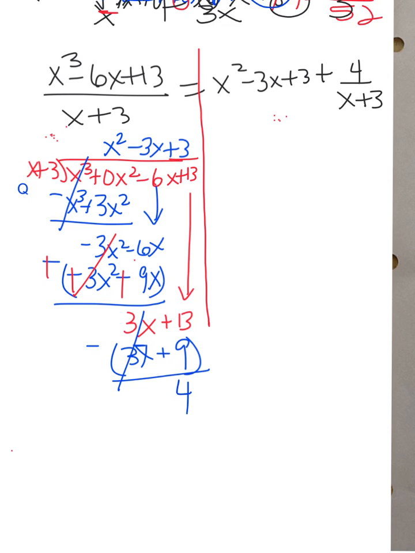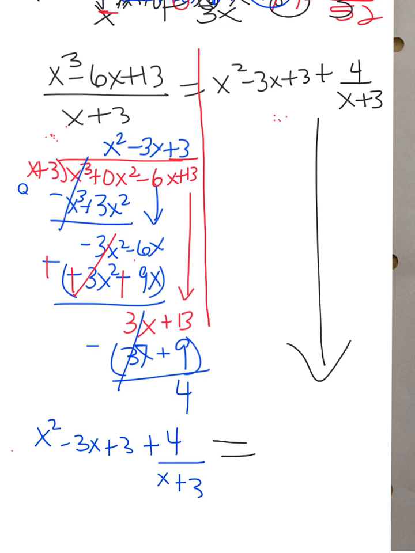So that's my remainder. Remember, we write this as x squared minus 3x plus 3 plus my remainder over my divisor, x plus 3. And that equals, if I bring this side down, x squared minus 3x plus 3 plus 4 over x plus 3. And notice I never crossed over to the other side. I never crossed over the equal sign.